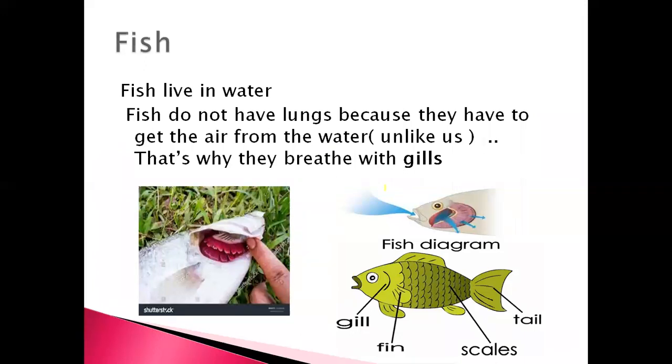Now, the fourth group of animals that have backbones is the fish. Fish live in water and they don't have lungs because they have to get air from the water. So that's why they breathe through a body part called gills, okay? And this is how the gills look like. See? This is how the gills look like.